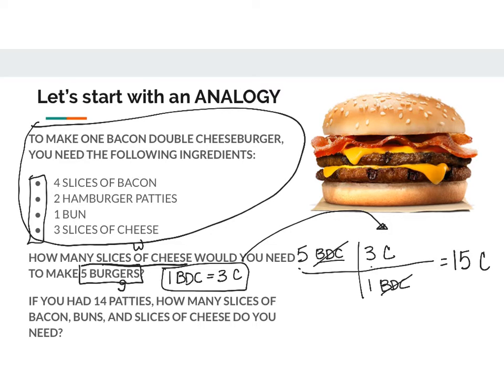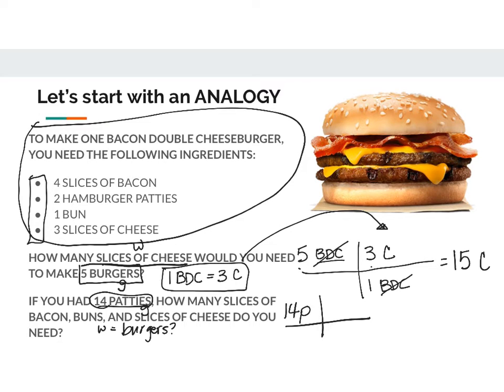Now, for this one, given to me in the problem is my 14 patties, and in order to figure out how many ingredients I need, I'm going to have to figure out how many burgers I can make with 14 patties. So I'm going to do dimensional analysis for this just to get some more practice in. So my 14 patties is going to be my given. And as I said, since we want to figure out how many burgers I can make with 14 patties, burgers are really going to be my wanted substance. So this is going to be my given, and my wanted is going to be how many burgers I can make with that.